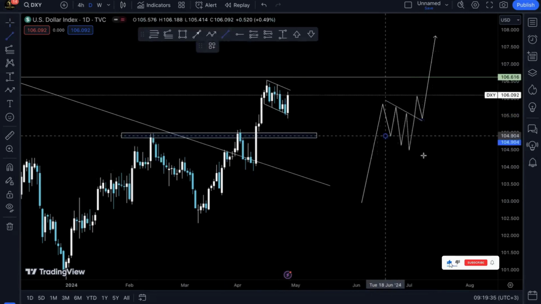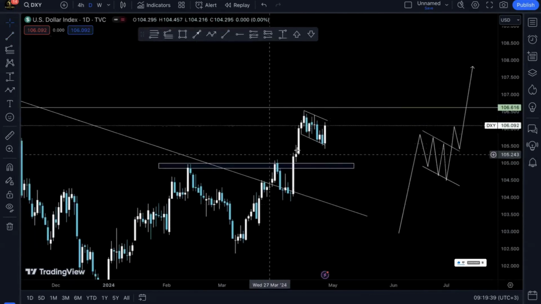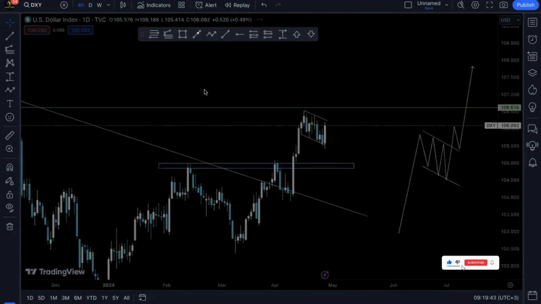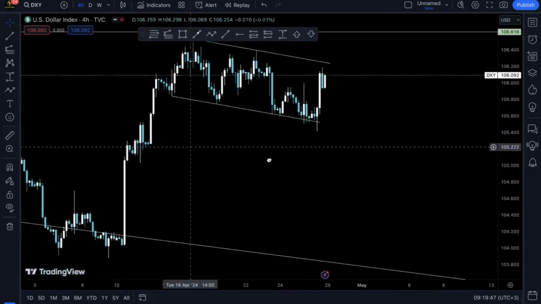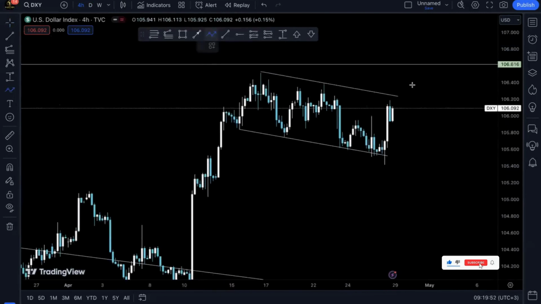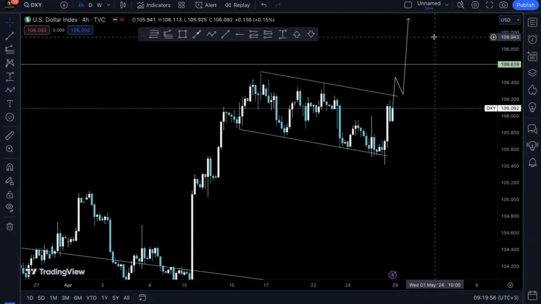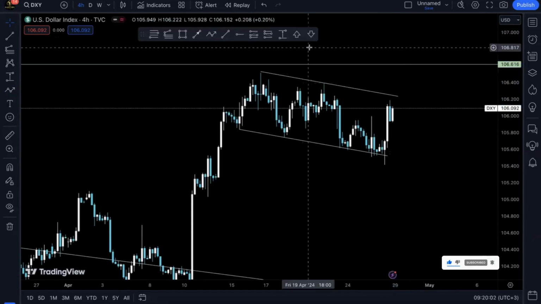So my anticipation for the dollar is that prices right now, we can see how they're playing out. We have this bullish strength, and then prices are creating this flag pattern in here. So my anticipation is that prices will actually keep on being bullish, break above here, give us a retest, and then continue pumping higher. This is my long-term view of what I'm anticipating to see the dollar do.